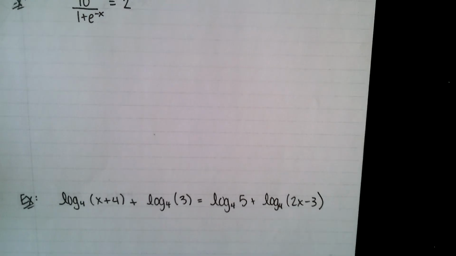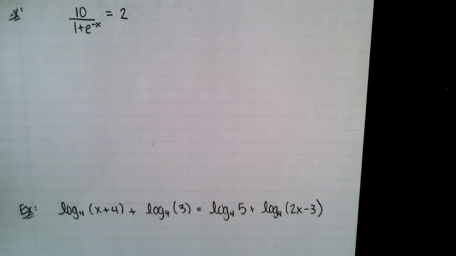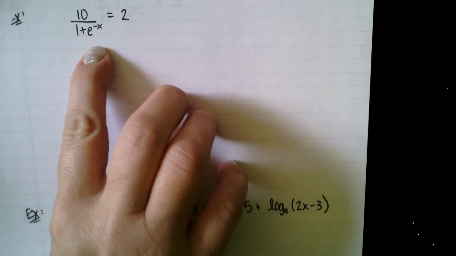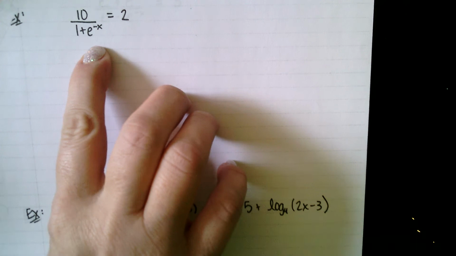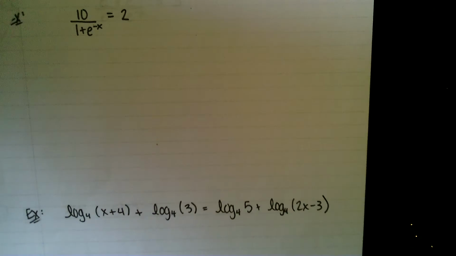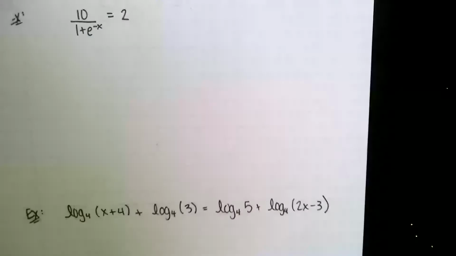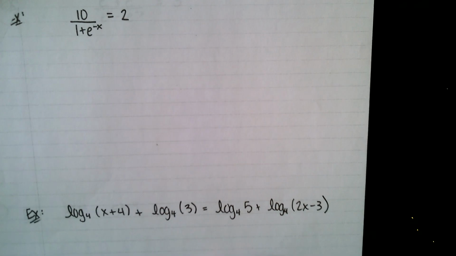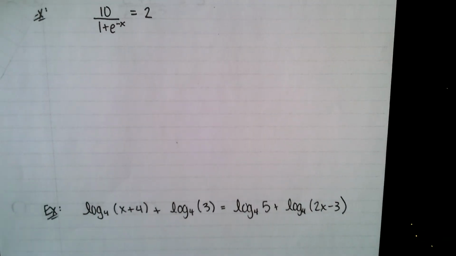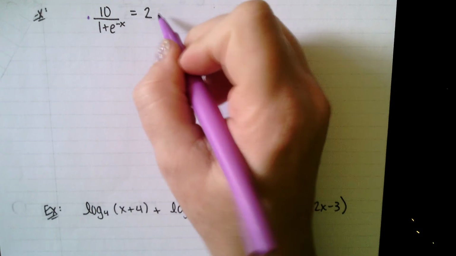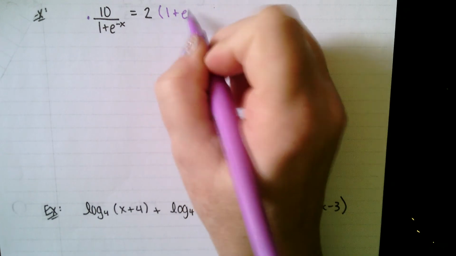Let's look at some more examples in section 6.6, solving equations with logarithms and exponentials. This one here, we have 10 over 1 plus e to the negative x equals 2. Now, at the moment, this is not any of our types. So let's do a little bit of manipulating first. Let's start by multiplying both sides by 1 plus e to the negative x.